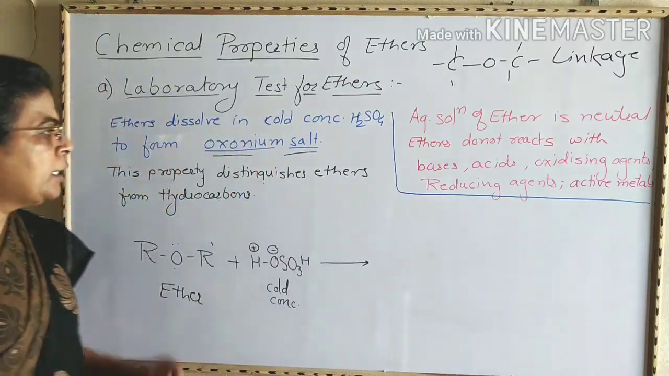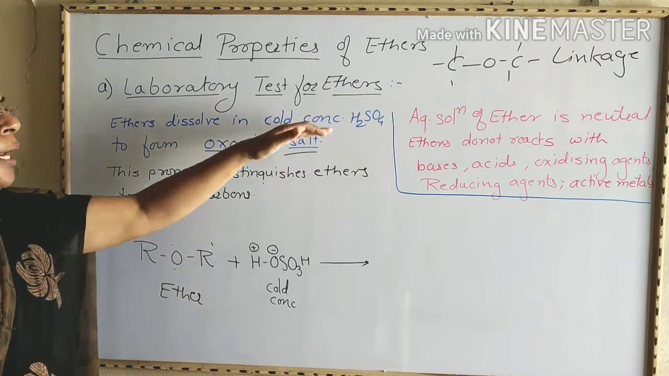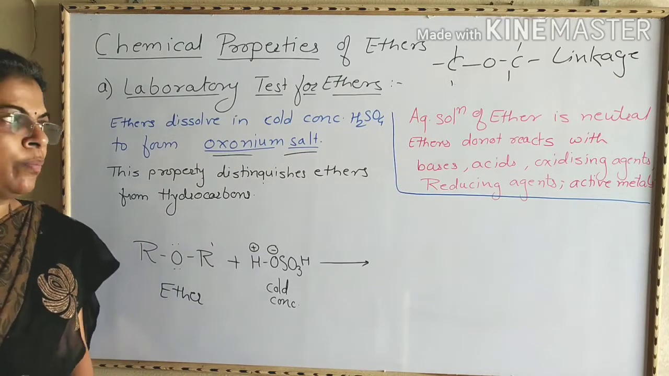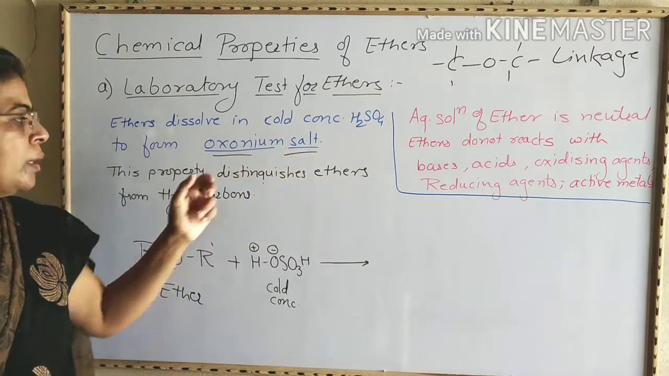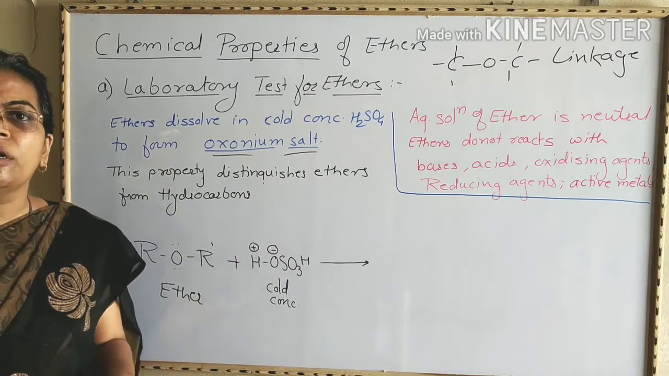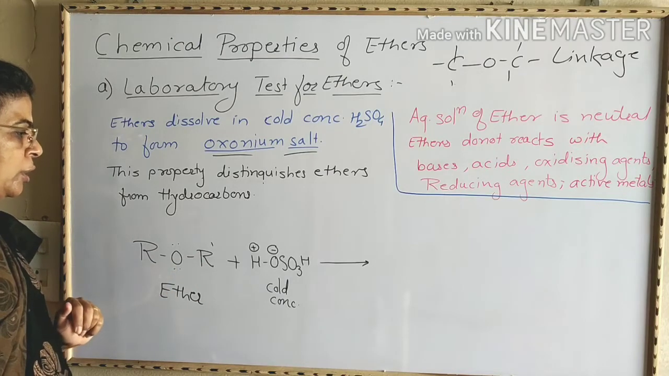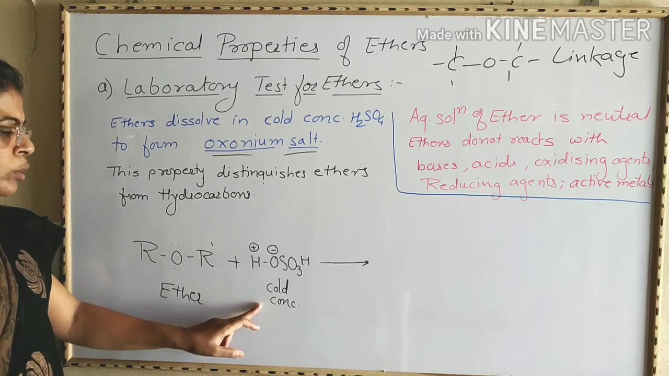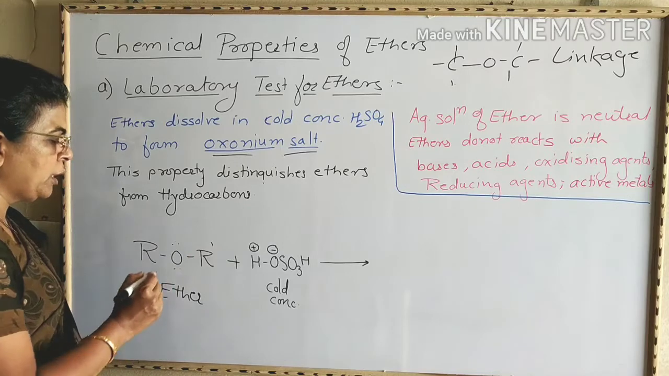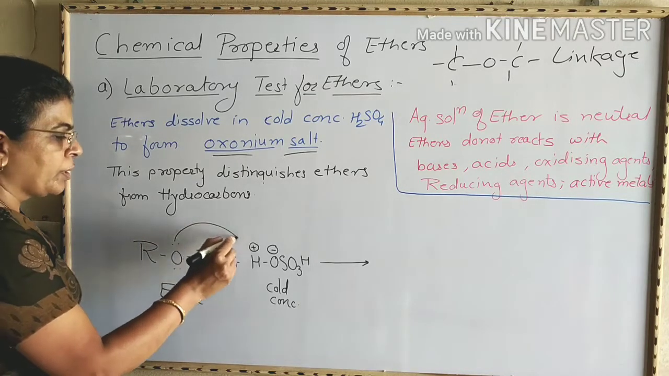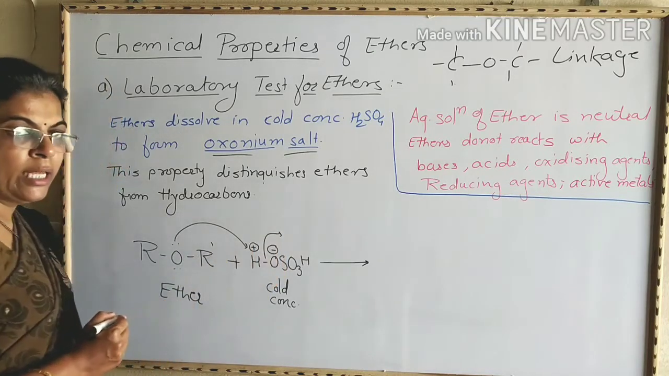But when ethers are treated with or dissolved in cold and concentrated solution of H2SO4, they form oxonium salt or oxonium ion. This property distinguishes ether from hydrocarbons. Now look here, this is ether, ROR'. When it is treated with cold and concentrated H2SO4, the lone pair of electrons present on the oxygen atom of ether gets attracted toward this H+ ion, and this OSO3H- ion is removed.